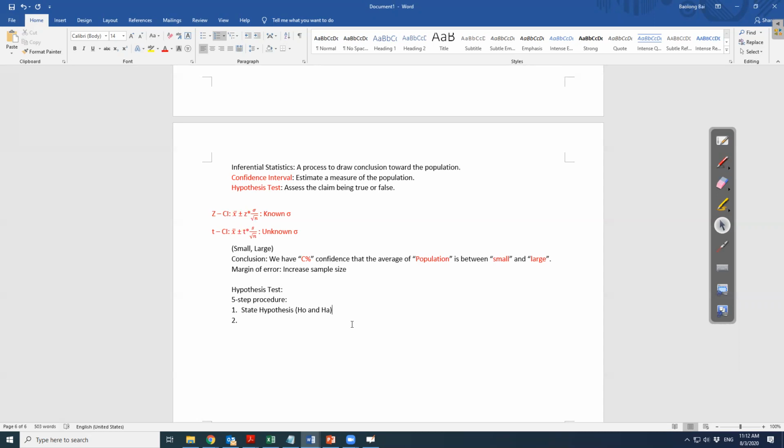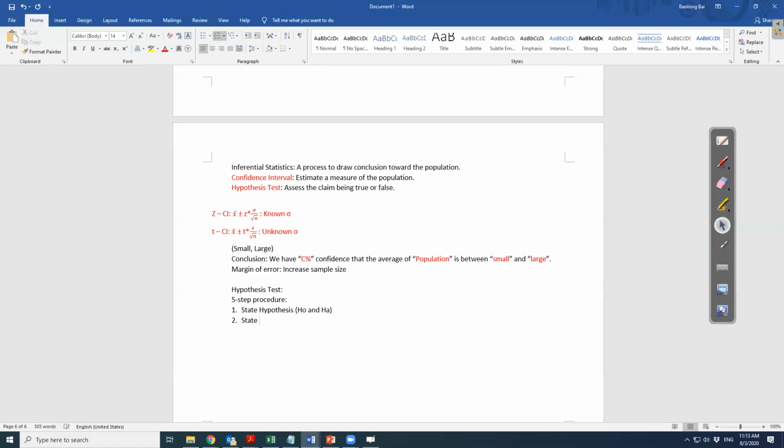Smaller than is a type of different, greater than is another type of different, and not equal to will be the third type of different, right? They're all different kinds of difference. Right, so first step, stating hypothesis. Find a research goal and state it using symbols, null and alternative hypothesis.